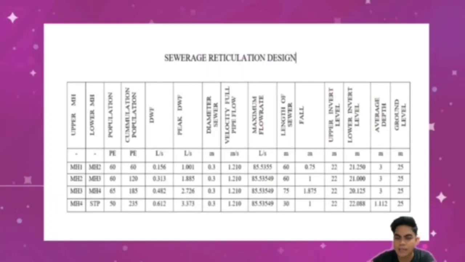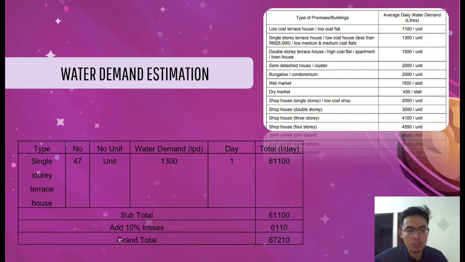For the analysis and design of the sewerage system, we have designed 4 manholes, which is manhole 1 to manhole 2, manhole 2 to manhole 3, manhole 3 to manhole 4, and plus one, manhole 4 to the sewerage treatment plant.